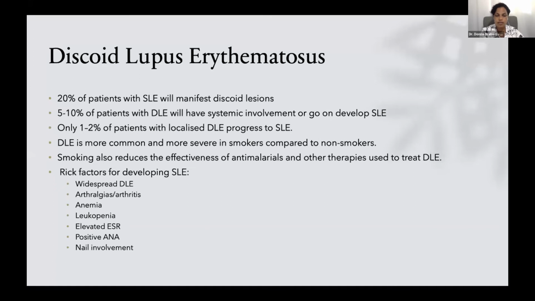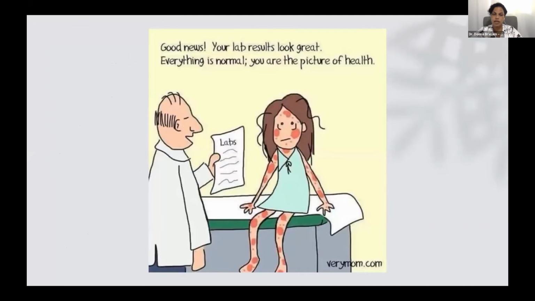Risk factors for developing SLE are widespread discoid lupus, arthralgias or arthritis, anemia, leukopenia, elevated ESR, positive ANA, and nail involvement. Patients with discoid lupus tend to present with more skin findings and not so much systemic findings. So you may get normal lab results and it's just skin-limited disease.